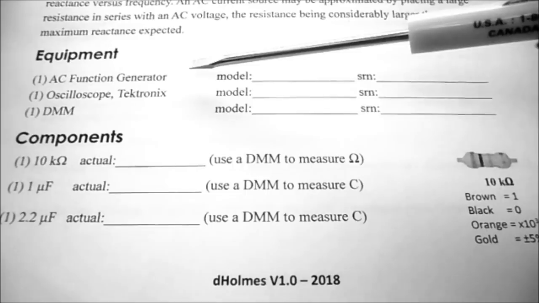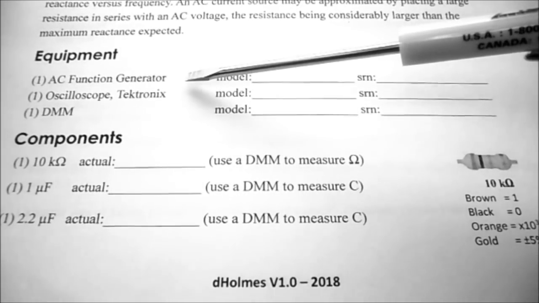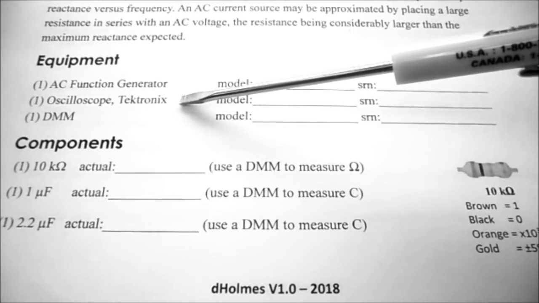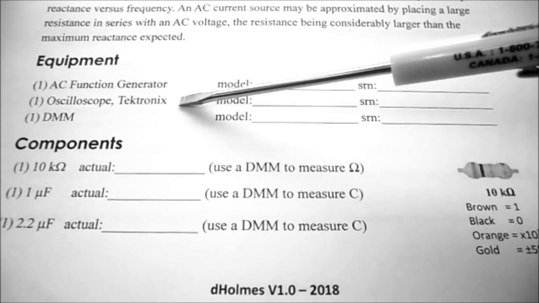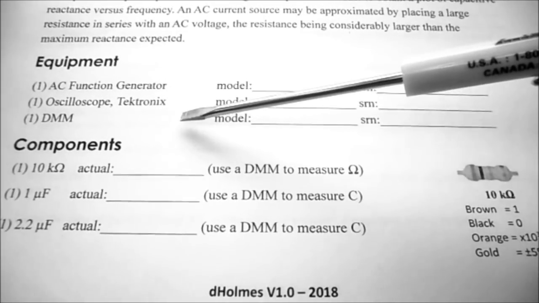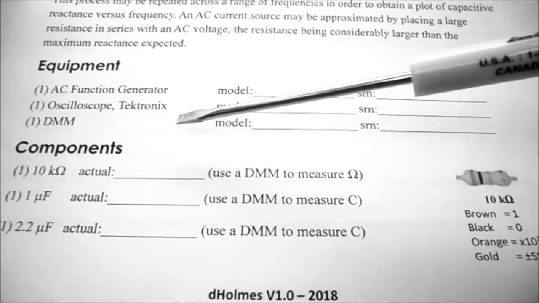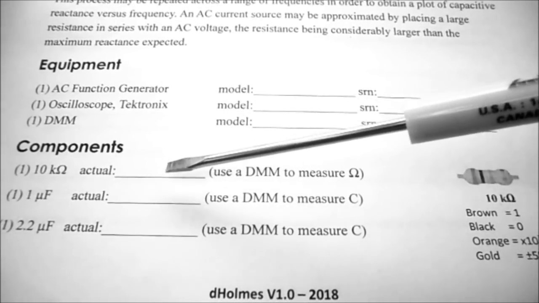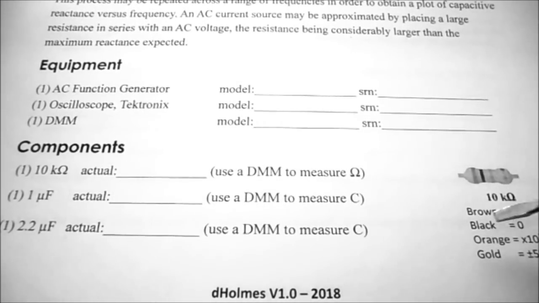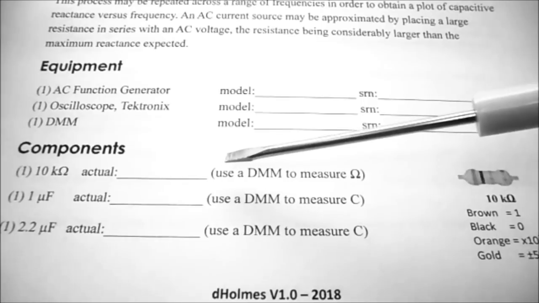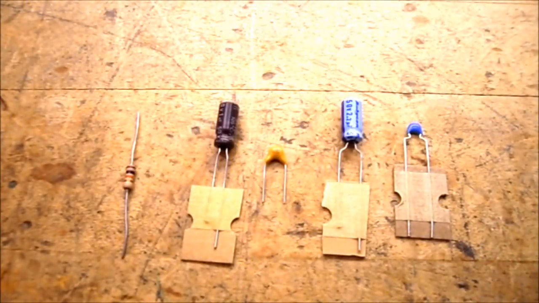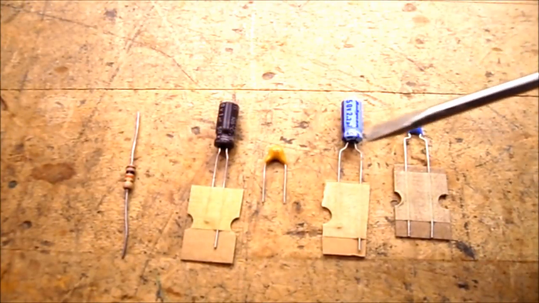Today's equipment, we're going to be using the function generator, which is the Circuit Test SWF 7000, and the Tektronix oscilloscope, either the TDS 210 or the 1002, and our DMM, which will be the Mastech MS 9803. We're going to be using a 10K ohm resistor, and I've given you a little graphic and the color codes for it. And we're going to use a 1 microfarad and a 2.2 microfarad capacitor. So these are my components for today.